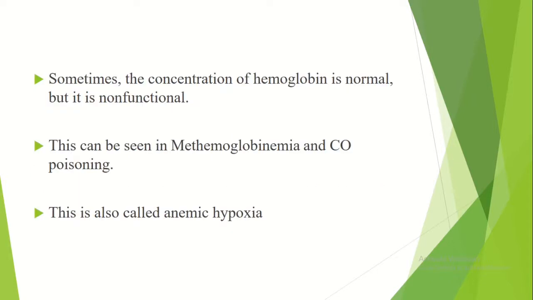Sometimes the concentration of hemoglobin is normal, but it is non-functional, i.e. it is not available to carry oxygen, and this can be seen in two conditions. These conditions are methemoglobinemia and carbon monoxide poisoning, and this is also a form of anemic hypoxia. So let's discuss this in detail.